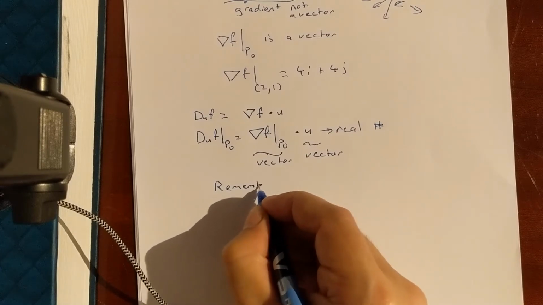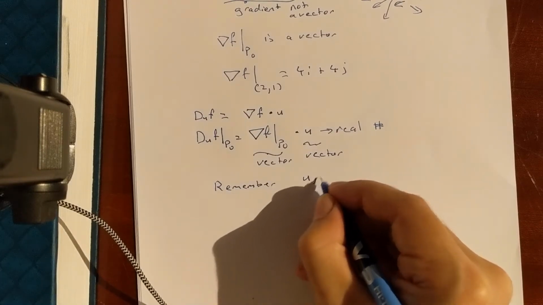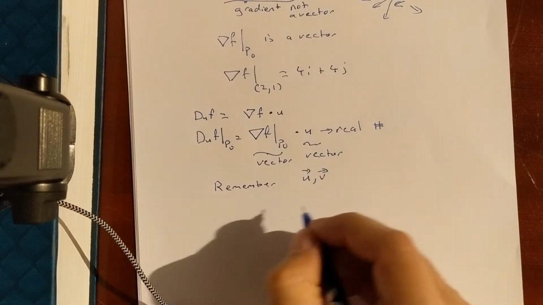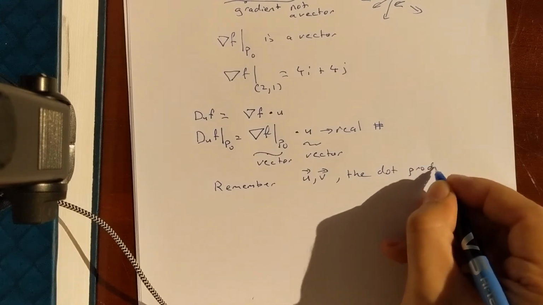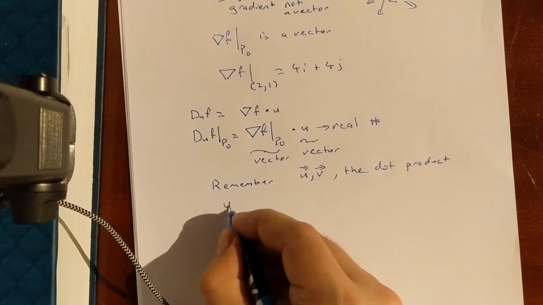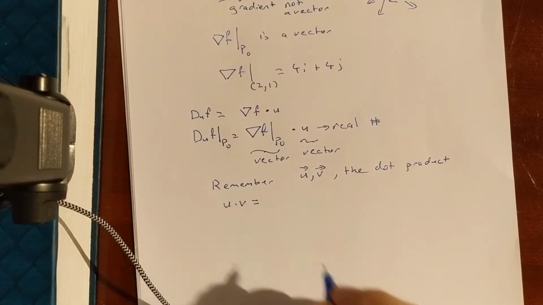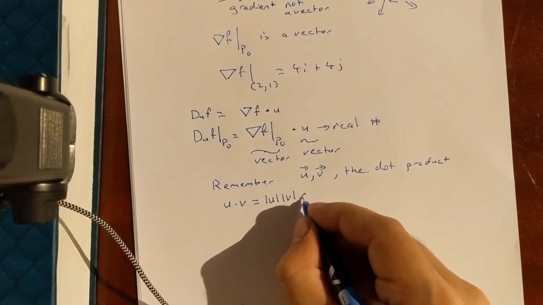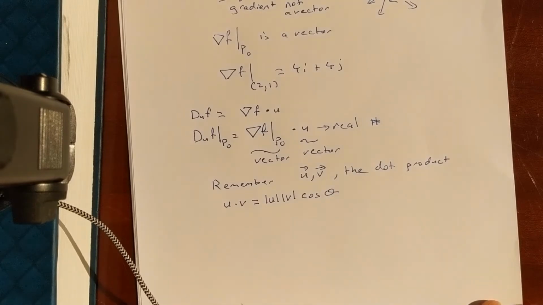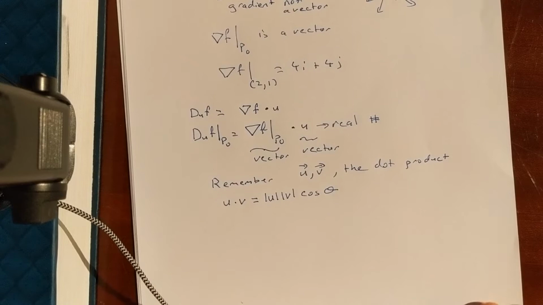Well, remember, if we have two vectors, u and v, the dot product u dot v was a real number. Again, what was it? It was the length of u times the length of v times cosine theta, where theta is the angle between these two vectors. So using that information, we can get something very nice, I believe, from this information.